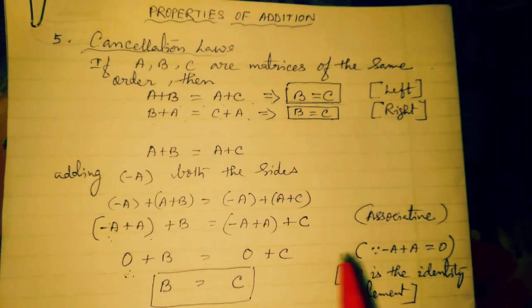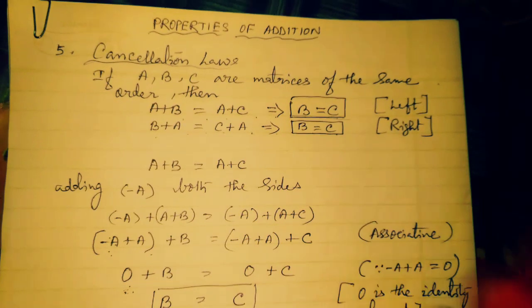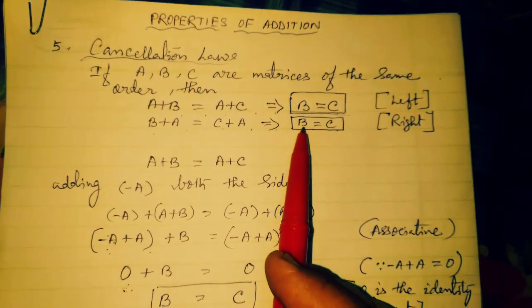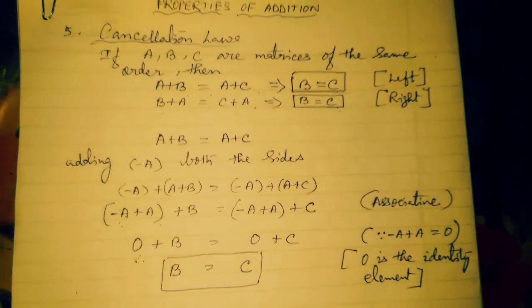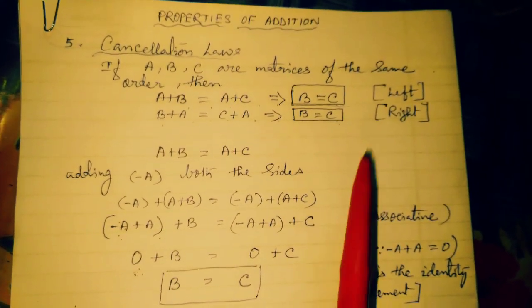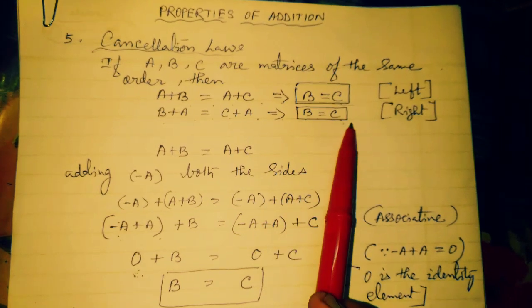Similarly, the right cancellation law can also be proved by the same method, so that we get B equals C. In the right cancellation law, you can apply the same method and solve it the same way to get B equals C.